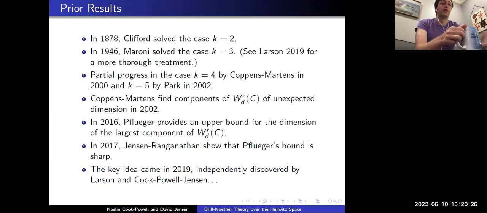So in my opinion, the most exciting work has come since 2019, when Kaelin and I and Hannah Larson independently discovered the key idea that makes this whole story run. So I want to talk about that.